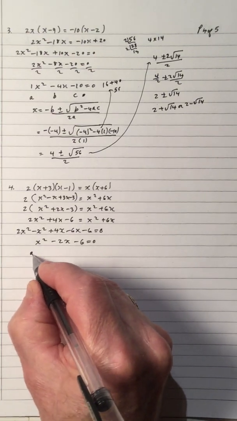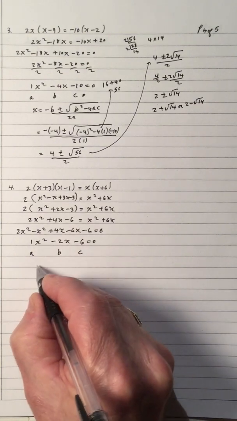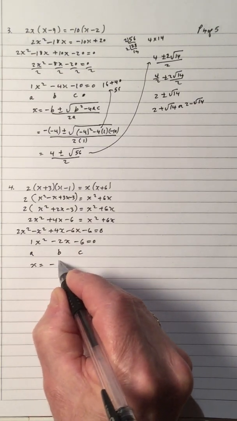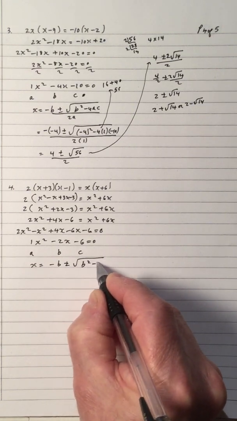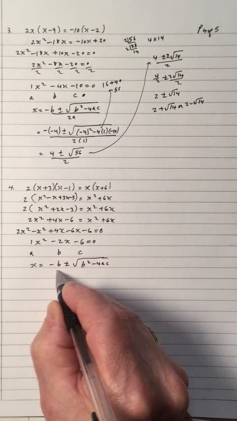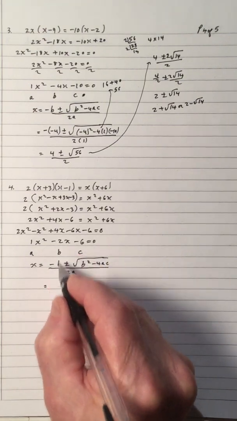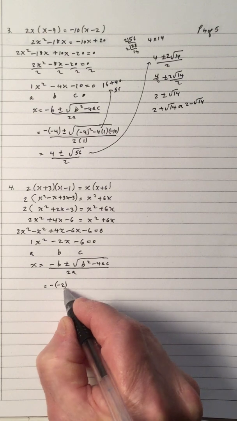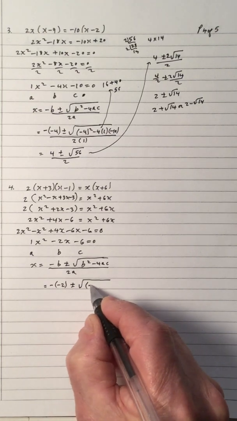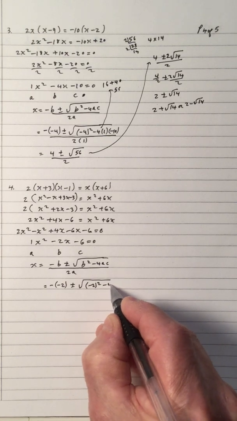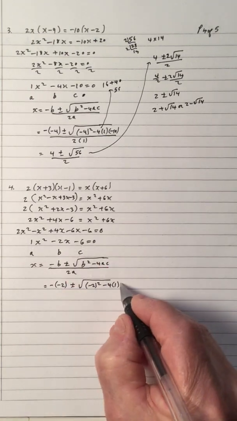And now I have a is 1, b is negative 2, c is negative 6. So x equals negative b plus or minus the square root of b squared minus 4ac all over 2a. B is negative 2, so it's the negative of a negative 2, plus or minus the square root of negative 2 squared, a is 1, and c is negative 6.